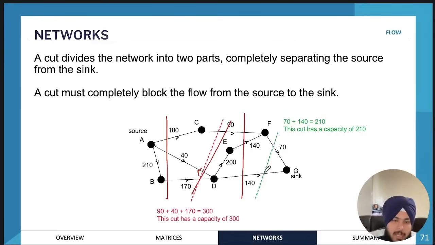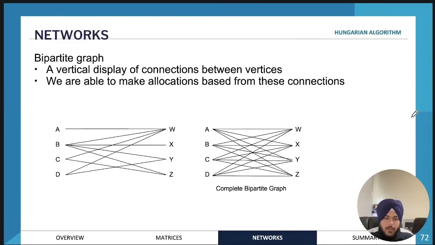If we draw a cut here, that's actually 210. This is again a bit of trial and error. If you do a lot of different cuts, this cut would have the minimum capacity. Therefore this 210 is the maximum flow. And there'll usually be units associated with that as well.